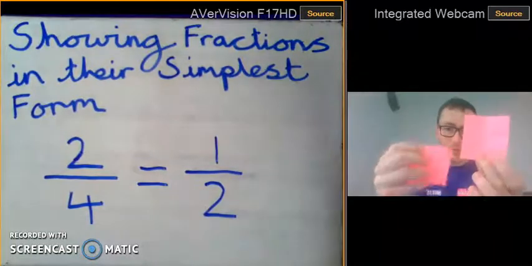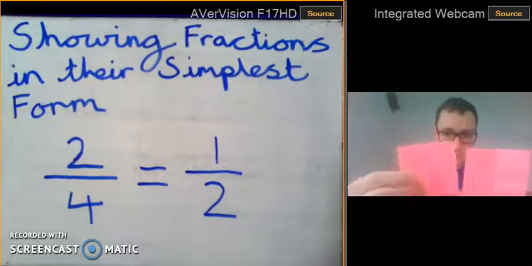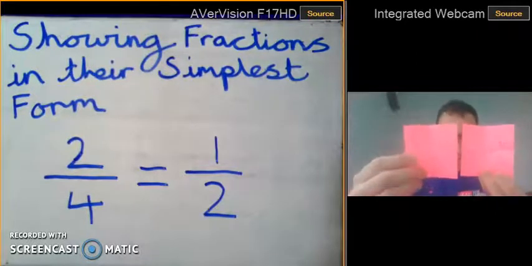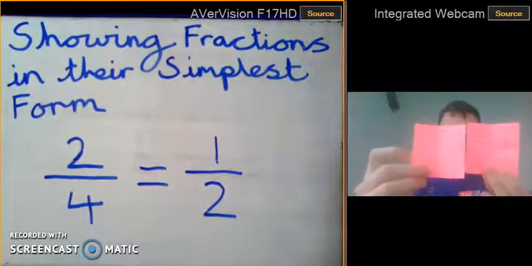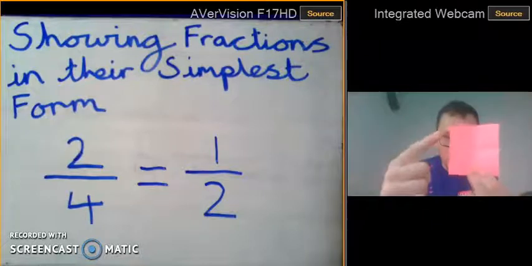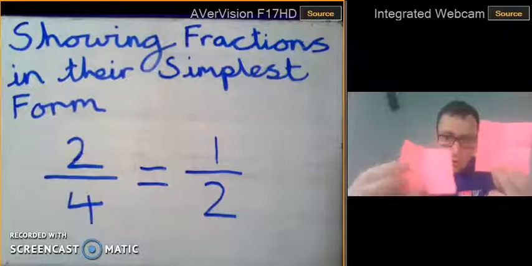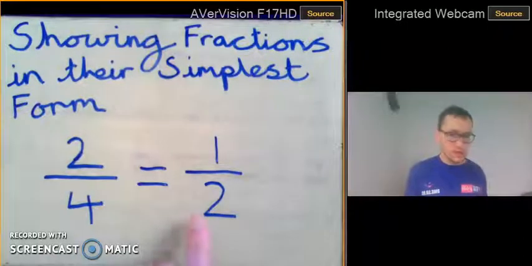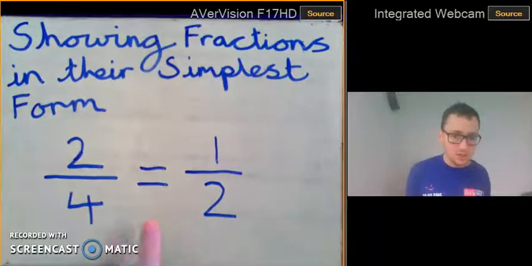If I put up the 1/2 post-it note again, next to the one that's been folded into quarters, you will see that 1/2 of a post-it note is equivalent to 2 quarters. 1/2 is equivalent to 2 quarters. And this equation here is showing us that. It's saying that they're equal.